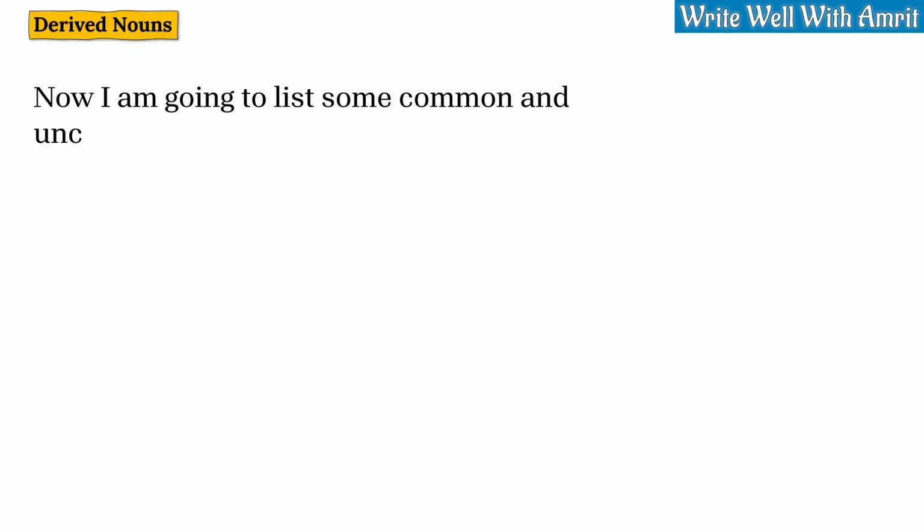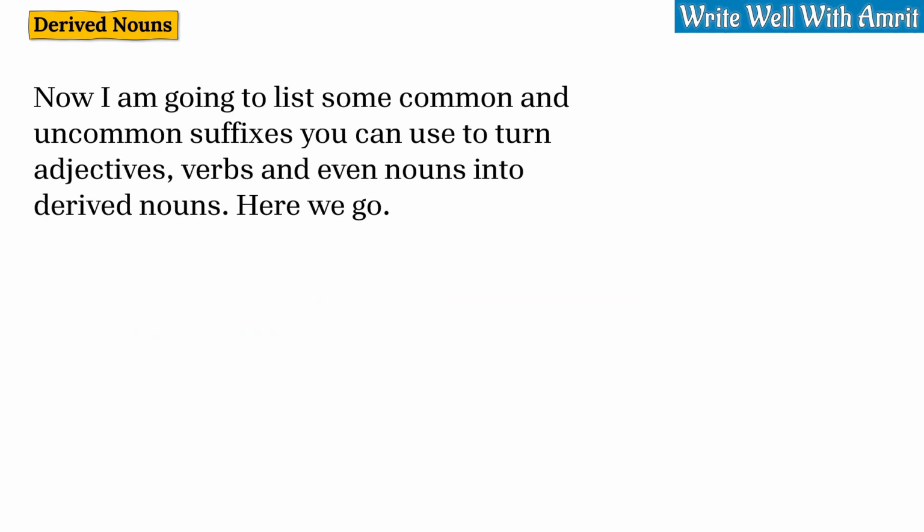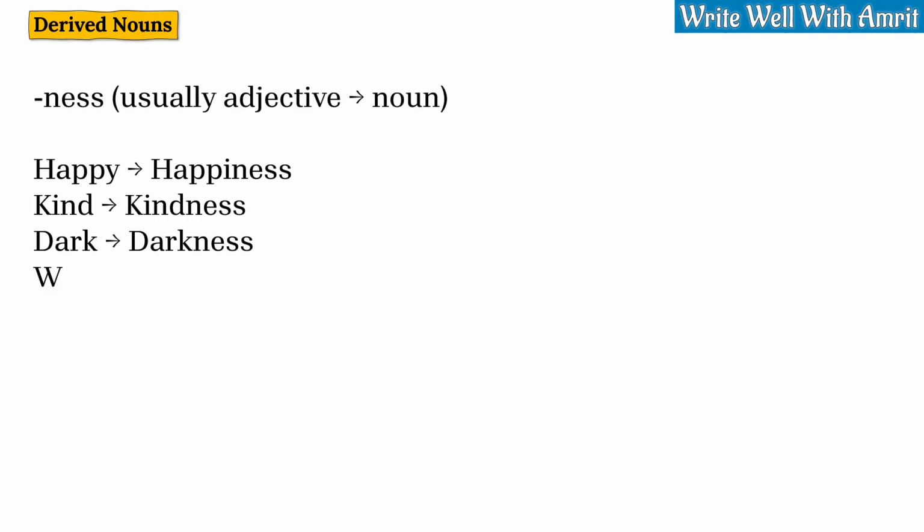Now I'm going to list some common and uncommon suffixes you can use to turn adjectives, verbs, and even nouns into derived nouns. Here we go. Ness. You usually add it to an adjective to make it a derived noun. Happy becomes happiness, kind becomes kindness, dark becomes darkness, weak becomes weakness, and sad becomes sadness.